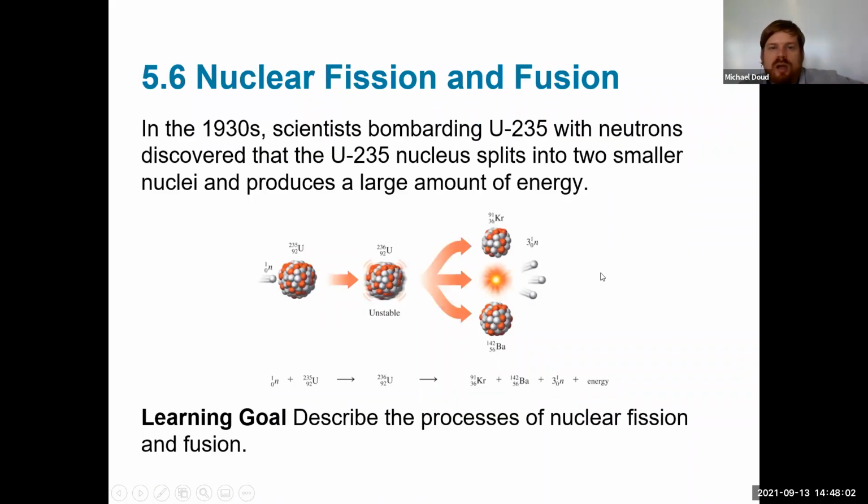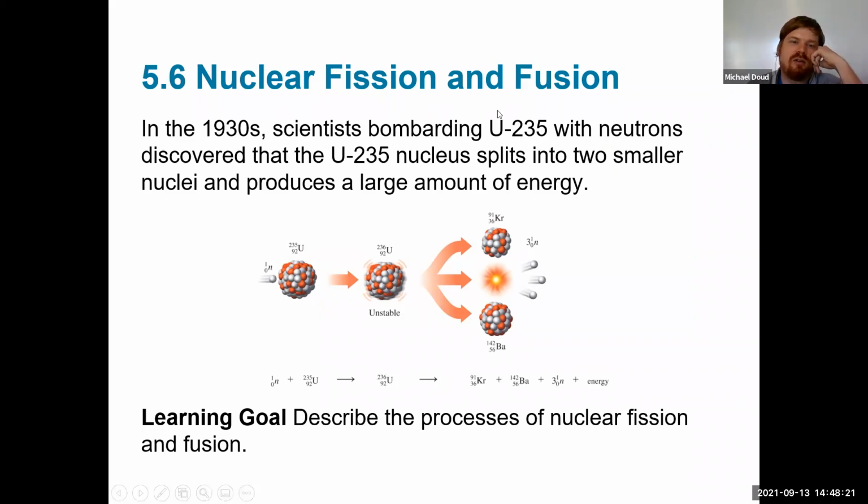Okay, finally, we're going to wrap it up by talking about nuclear fission and fusion, which is not going to be on the test, but it's interesting, and a lot of people are interested in it. So I just want to say a few words about it. And of course, if you have any other questions about it, just let me know.